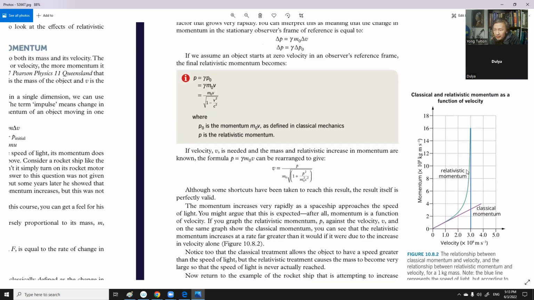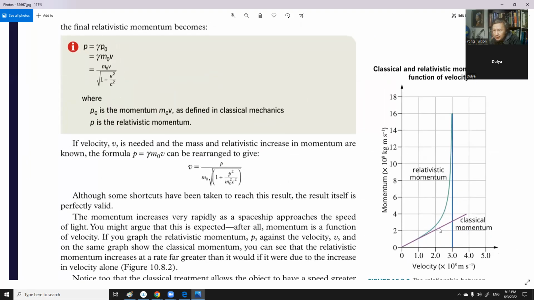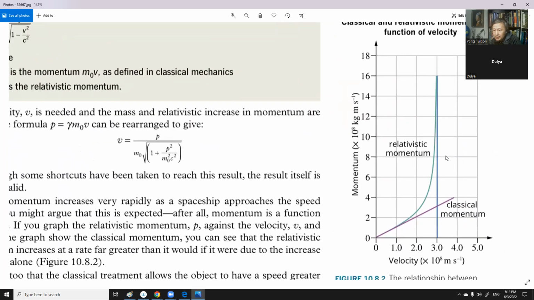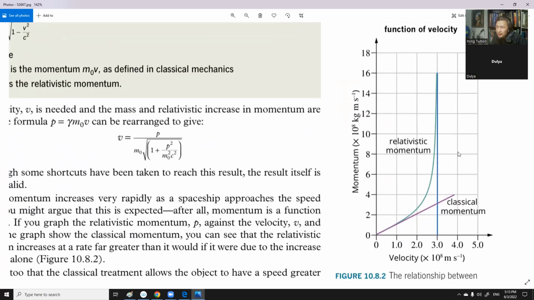So why do they draw this diagram? What is this purple colored line? Classical momentum, which is proportional, a linear equation, right? But what happened to that green colored curve? It's not exponential. It just represents the relativistic momentum. It's very strange: when the velocity approaches the light speed, the momentum becomes infinity.